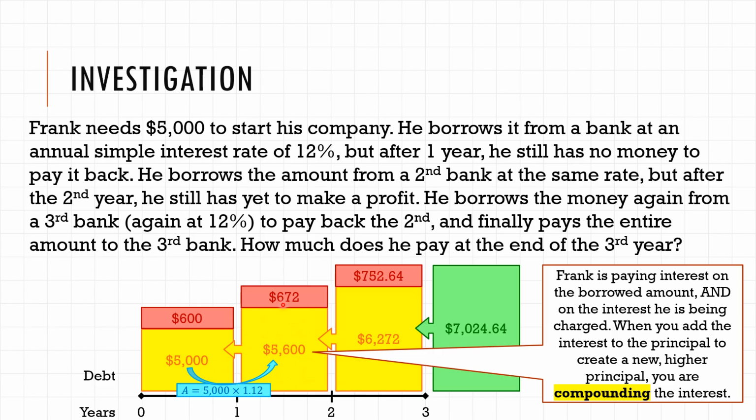And then if we want to add the interest to find out this amount, again, we just multiply it by 1.12 again. Now we're taking 5,600 and multiplying it by 1.12. And now we're taking 6,272 and multiplying that by 1.12.